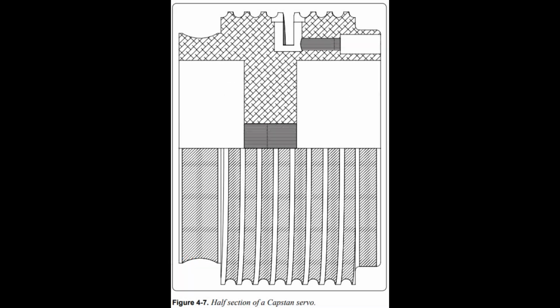Half section. In a half section, the cutting plane extends only halfway across the object, leaving the other half of the object as an exterior view. Half sections are used with symmetrical objects to show both the interior and exterior. Figure 4.7 is a half-sectional view of a capstan servo.